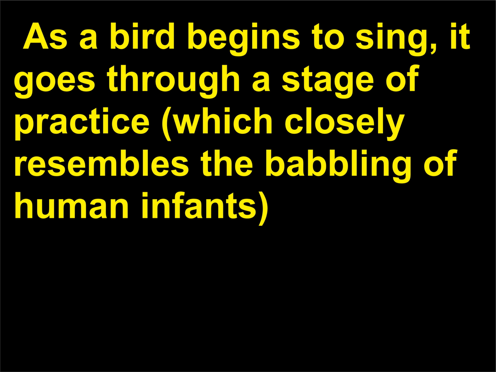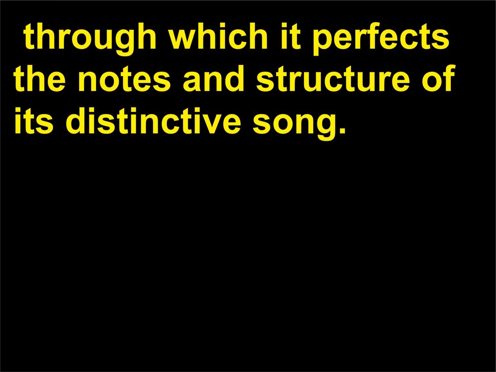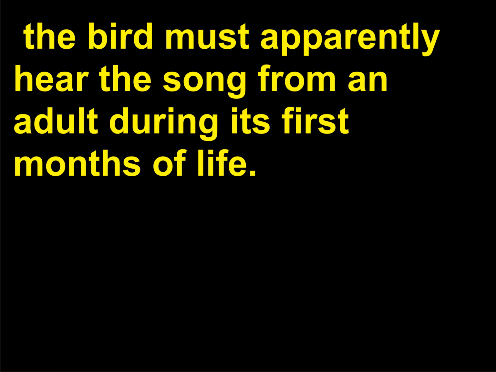As a bird begins to sing, it goes through a stage of practice, which closely resembles the babbling of human infants, through which it perfects the notes and structure of its distinctive song. In order to produce a perfect imitation, the bird must apparently hear the song from an adult during its first months of life.